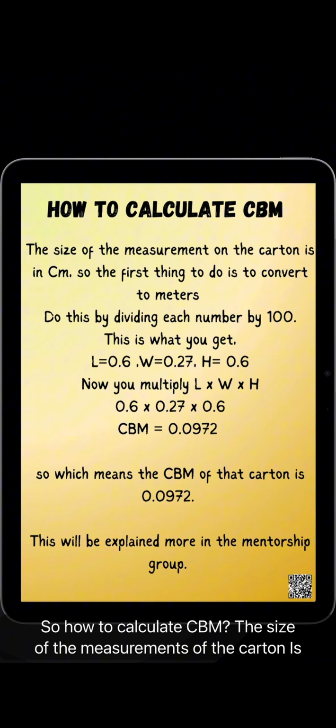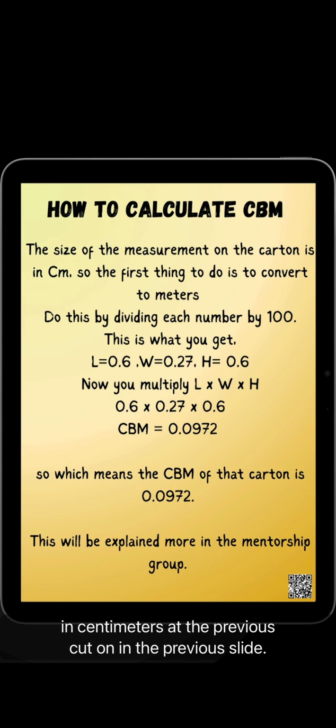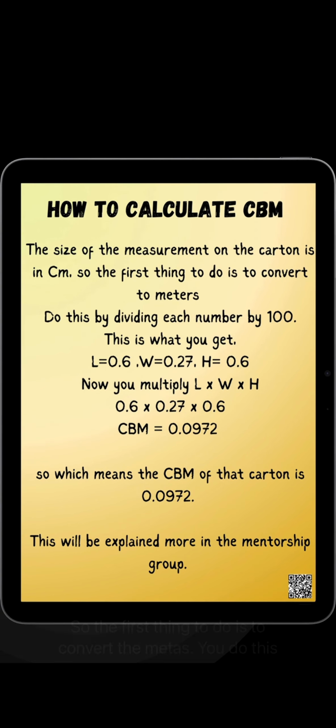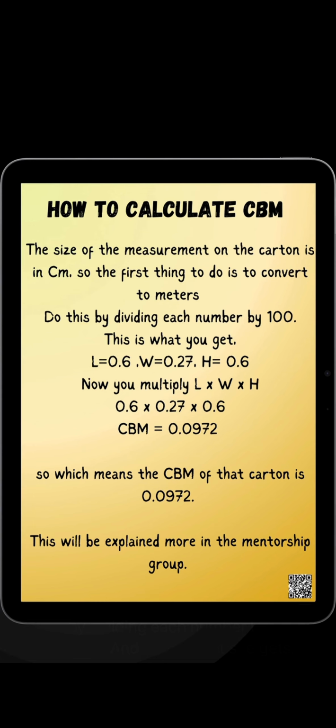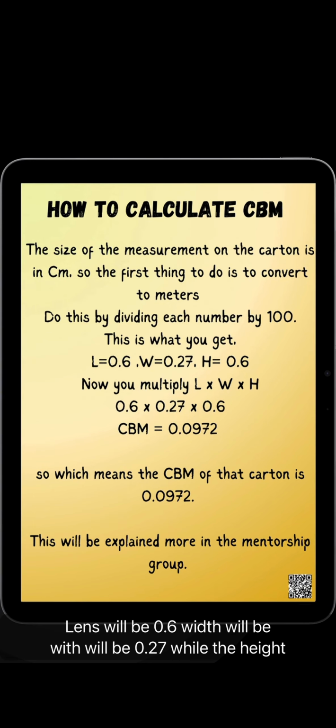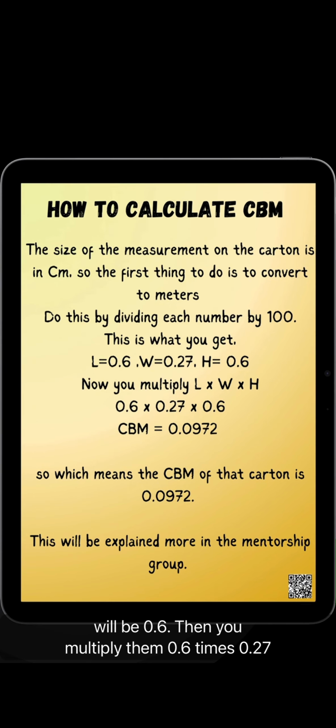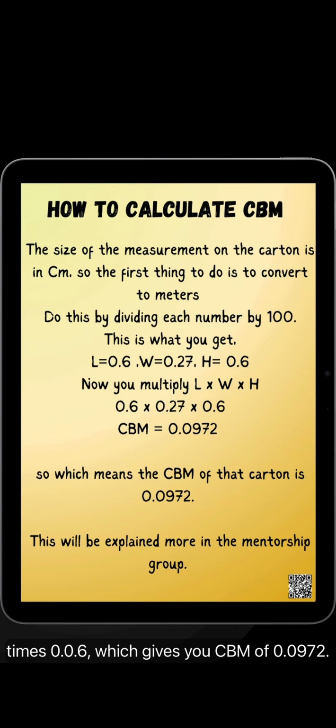So, how to calculate CBM? The measurement of the carton, the previous carton in the previous slide, is in centimeters. So the first thing to do is to convert to meters. You do this by dividing each number by 100, and this is what you get. Length will be 0.6, width will be 0.27, while the height will be 0.6. Then you multiply them: 0.6 times 0.27 times 0.6, which gives you a CBM of 0.0972.